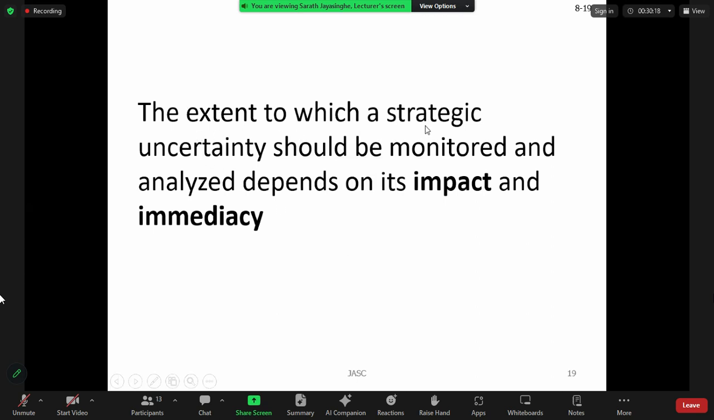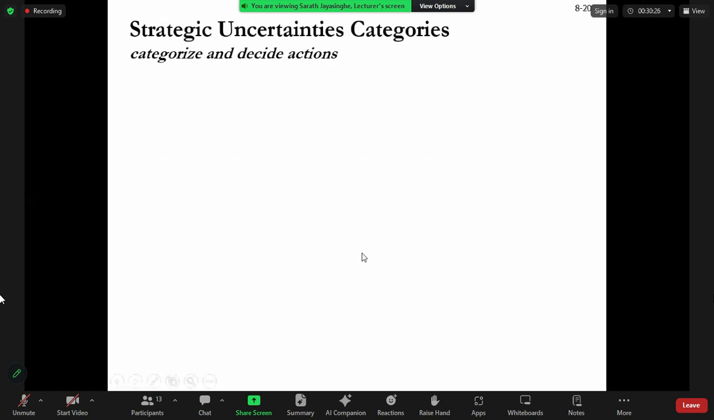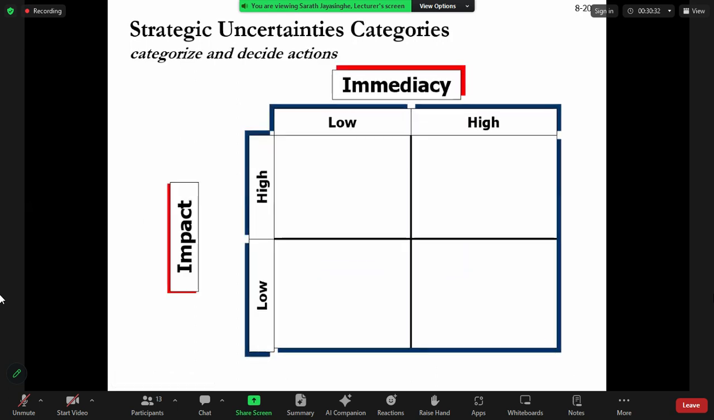The extent to which the strategic uncertainty should be monitored and analyzed depends on its impact and immediacy. Right. So you can see how to categorize this one. Immediacy and impact are low and high here, low and high. You can see if impact is high and immediacy is high, you have to take some action. Analyze in depth, develop the strategy. Immediate action should be there because immediacy is high, very urgent, and also impact is very high.